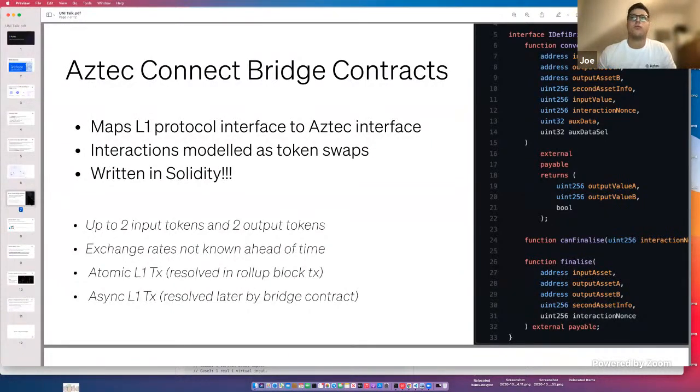The interface supports up to 2 input tokens and 2 output tokens, and it can also handle async flows, so it can be finalized later on, not in the next block, if you want to do something like an LP position or a more complicated flow.